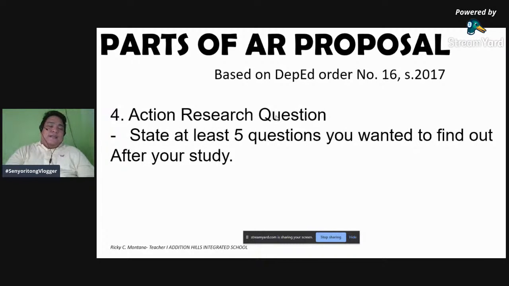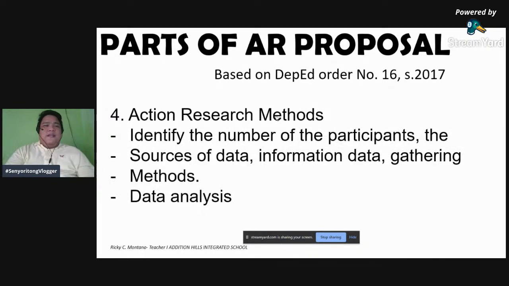So next, part four, is the action research question. So if you're doing an action research, there should be at least five questions. All right, five questions that you need to find out after the study. Basically, those five questions will answer your title. Okay, so that's it. Next is the action research method.